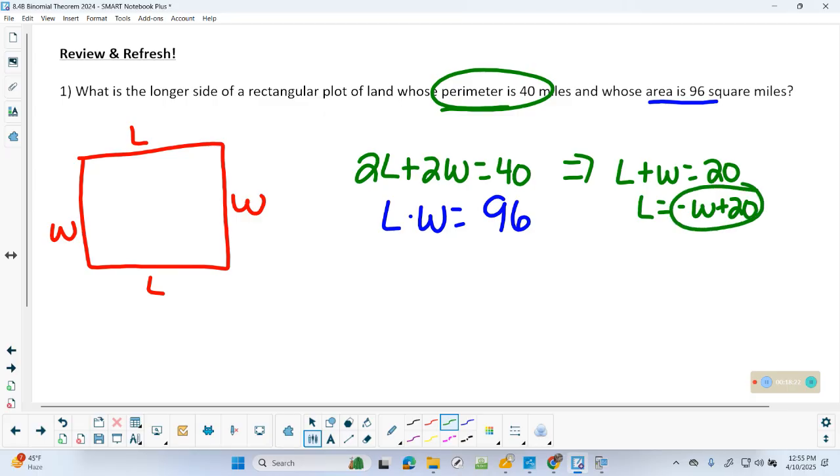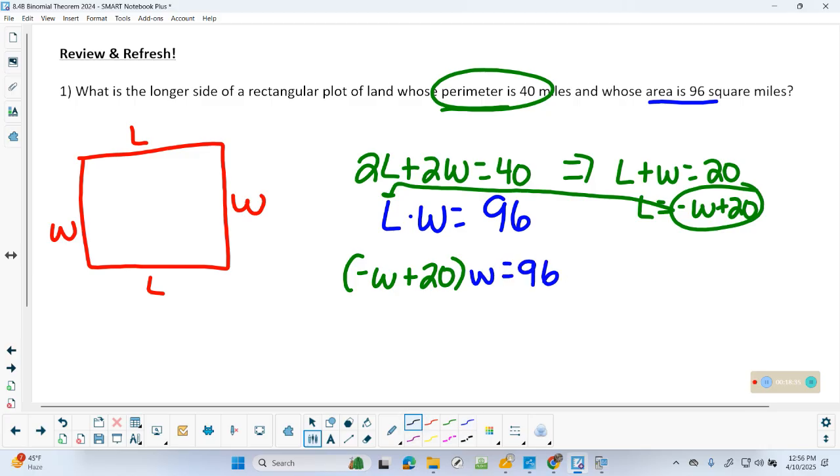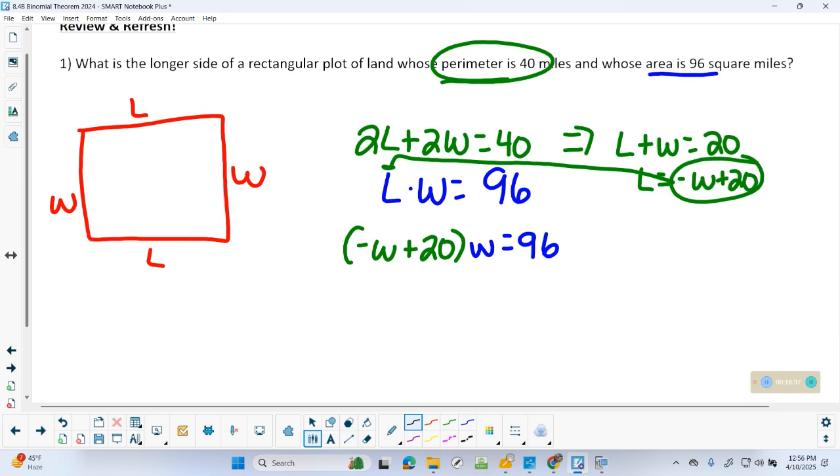I'm going to take that expression for L, substitute it in. So I'm going to replace that with negative W plus 20. We still have times W, and equals 96. All right, let's just do the algebra. We're going to distribute. See what we got here. We're going to have a quadratic. That's nice. 20W, 96.